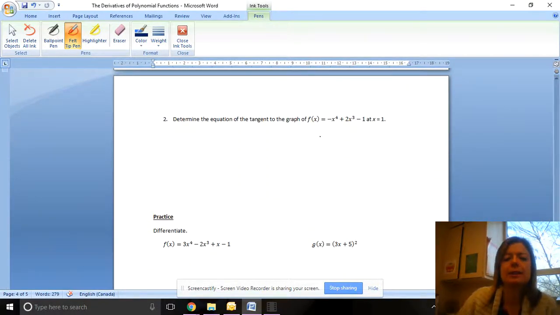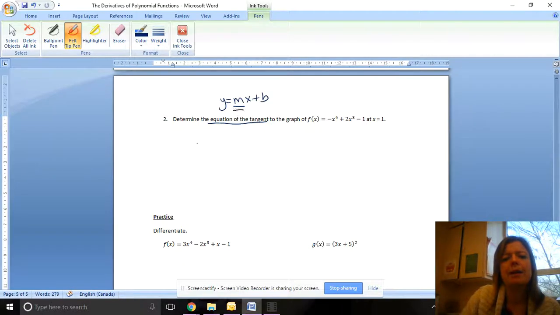Okay, one last example, and then you guys get to practice before coming in tomorrow. All right, so determine the equation of the tangent to this quartic at x equals 1. So we need the equation of a tangent. Remember, that's just the equation of a line, so y equals mx plus b. So we need m first. So remember, the slope of a tangent is just the derivative at 1. Okay, so let's find f prime of x first.